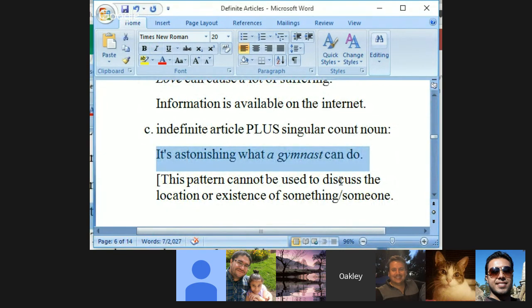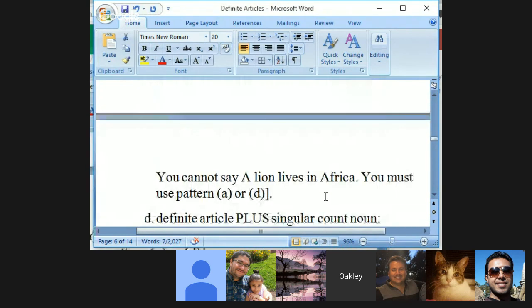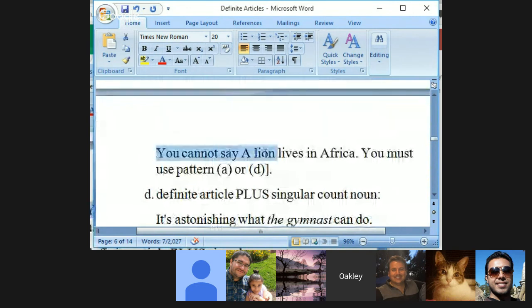This pattern cannot be used to discuss the location or existence of something or someone. For example, you cannot say a lion lives in Africa. If you say a lion lives in Africa, you're saying that one lion lives in Africa. That, of course, is ridiculous. Of course, there's thousands of lions in Africa.